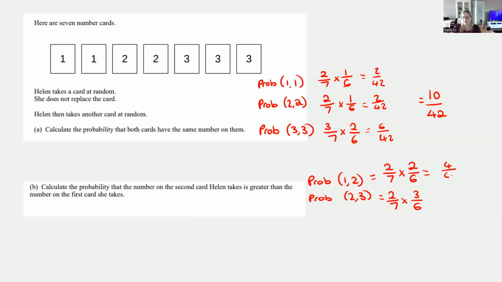So 4 over 42 and 6 over 42. Surprisingly enough, they have given us the same result. Doesn't make sense, but it does. So 10 over 42, just coincidence.